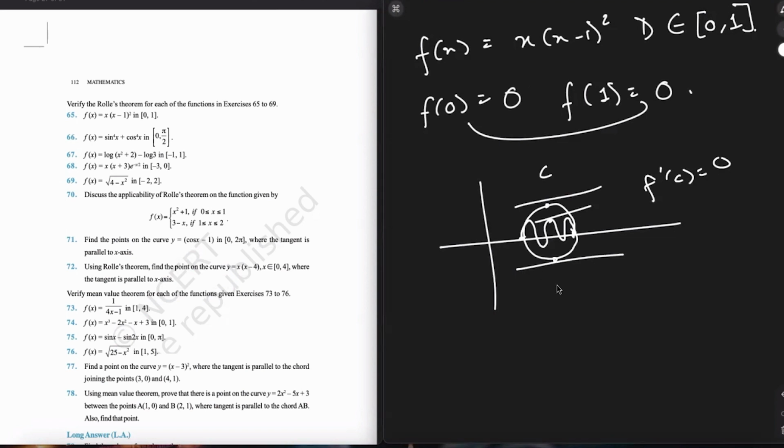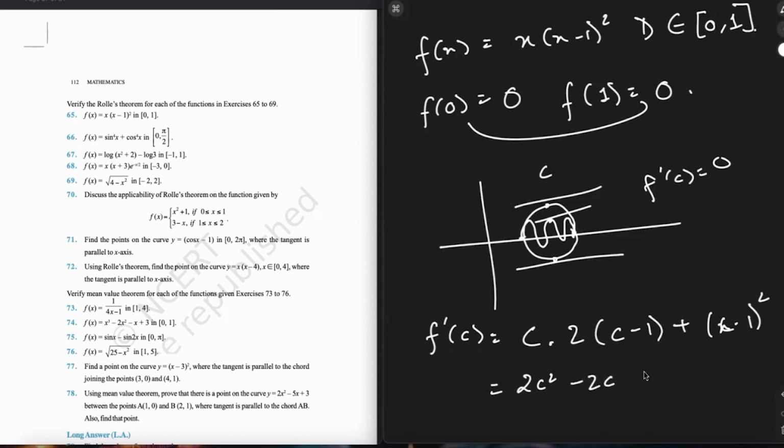So if I put f dash c equal to 0, first f dash c, so I write it as c times 2 times c minus 1 plus differentiation of this, which will be 1 times c minus 1 whole square. So 2c square minus 2c plus c square plus 1 minus 2c. C square, 2c square, 3c square minus 4c plus 1. So on putting this equal to 0, I'll get my c.